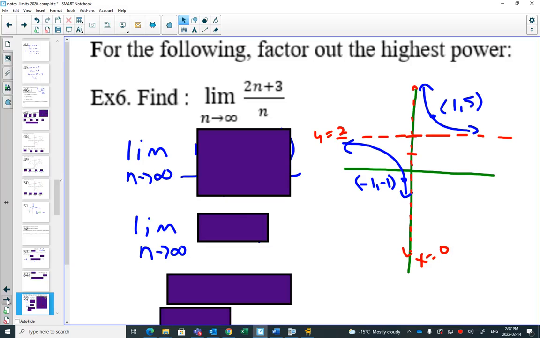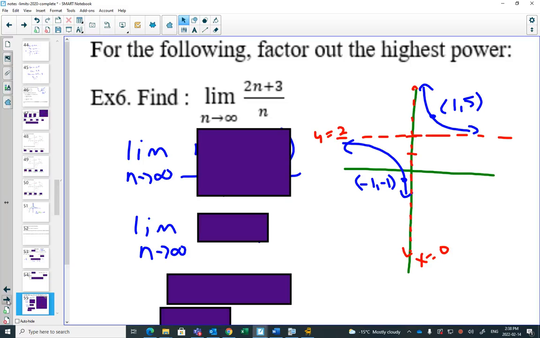Now, from the graph, we can see the answer from this, right? As n goes to infinity, what does our graph get close to? It gets close to 2. Okay? And sometimes I teach it the same thing that I teach to grade 12. If the degrees are the same on the top and the bottom, in other words, if the highest power on the top is a 1, the highest power on the bottom is a 1, if they're the same, you can just look at the coefficients, 2 divided by 1, and get the limit.